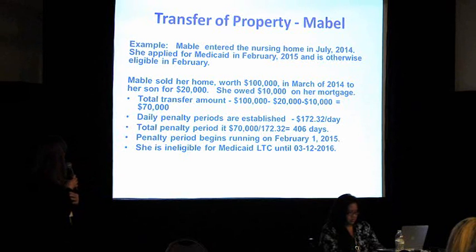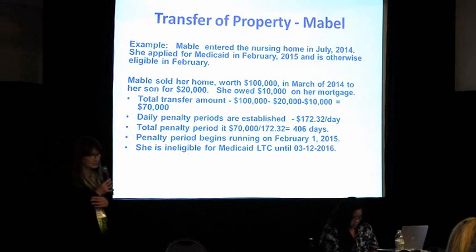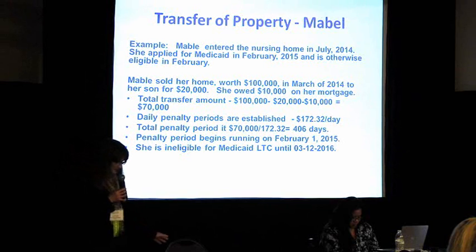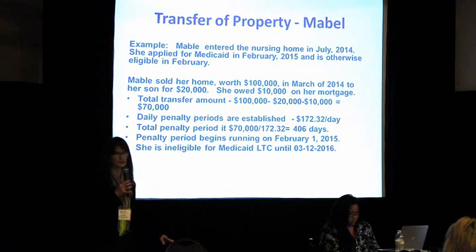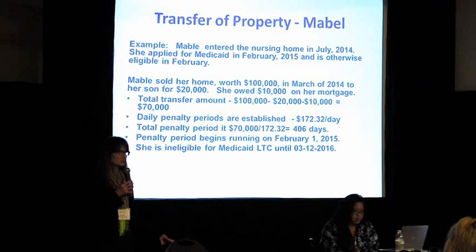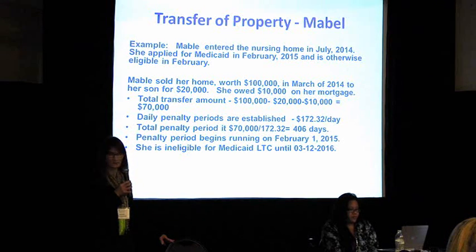So the value of the total transfer was $70,000. So we're going to penalize her for a $70,000 transfer. The way we determine a transfer property penalty is we divide it by $172.32. That's not a number that came out of nowhere. That's the average amount it costs to care for somebody per day in a nursing home. And that is where that amount comes from.